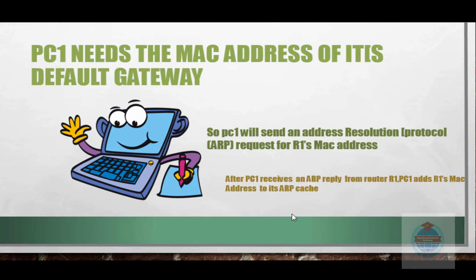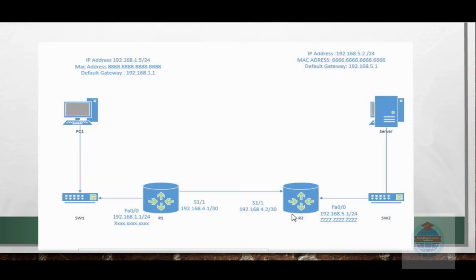After PC1 receives an ARP reply from router R1, PC1 adds the R1 MAC address to its ARP cache. As we mentioned before, it's going to be something similar to this. It's going to send an ARP request. After R1, router 1, gets the ARP request from PC1 directly, R1 is going to reply with an ARP reply.